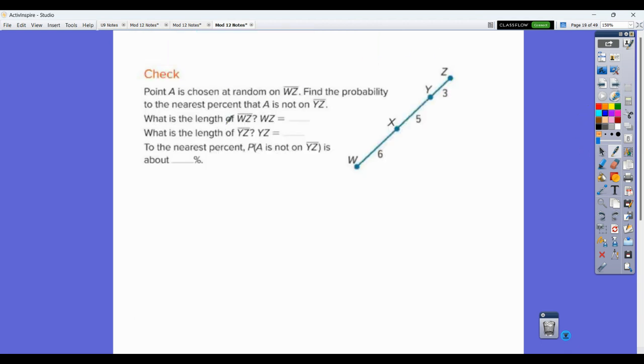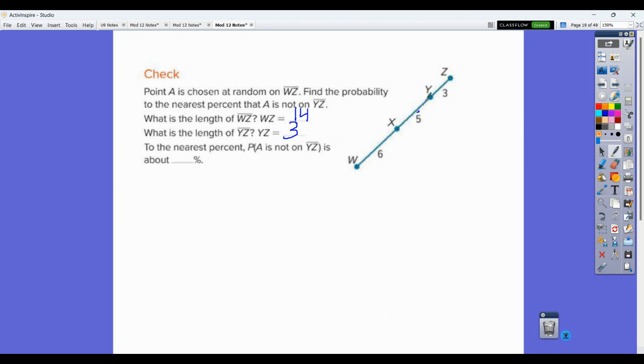Okay, so our check here, we're going to choose a point at random on WZ, so on this whole segment here, and we're trying to find the probability to the nearest percent that A is not on YZ. So what's the length of WZ? 6 plus 5 is 11, plus 3 is 14. And then what is the length of YZ? YZ is 3 units long. To the nearest percent, what's the probability that A is not on YZ?